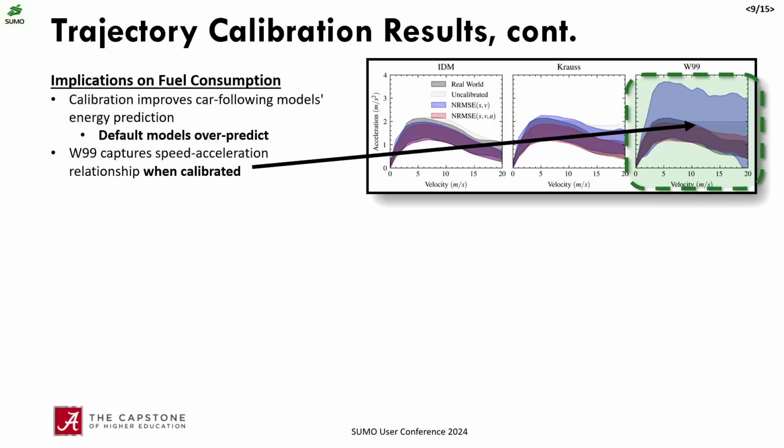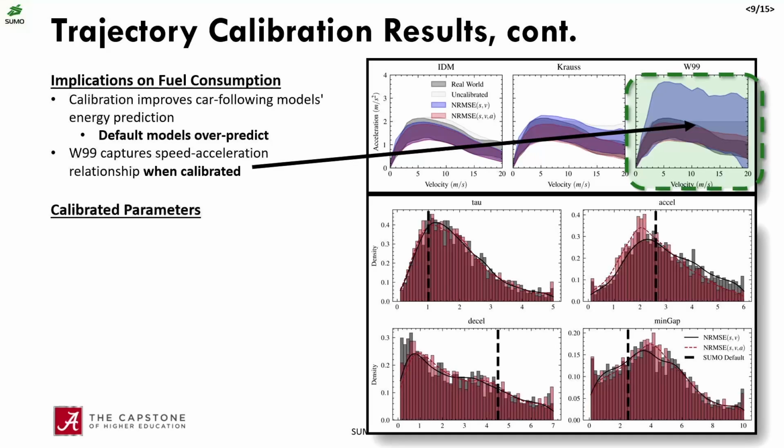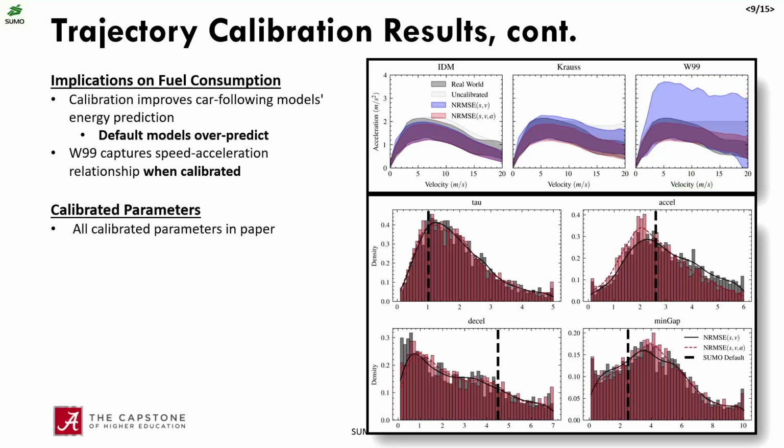You also see this behavior of the W99 model, that when it's not calibrated with acceleration again, it has this very high and strange acceleration behavior. So after calibrating the 2000 trajectories, we get this distribution of optimal parameters. So here I'm showing the IDM parameters. In the paper, again, there's the similar plots for the other two models.